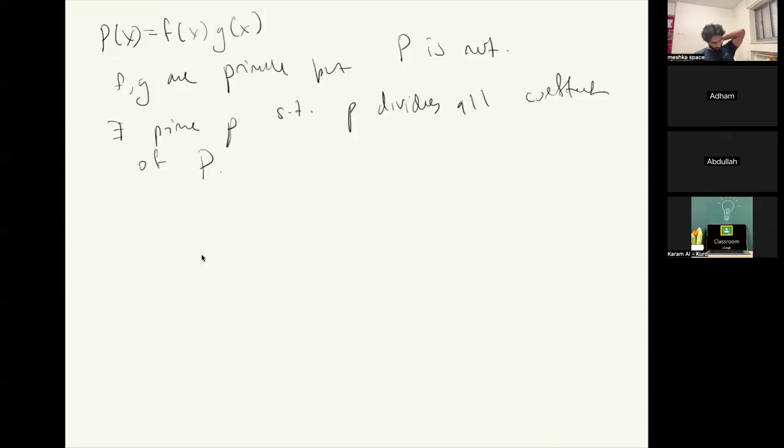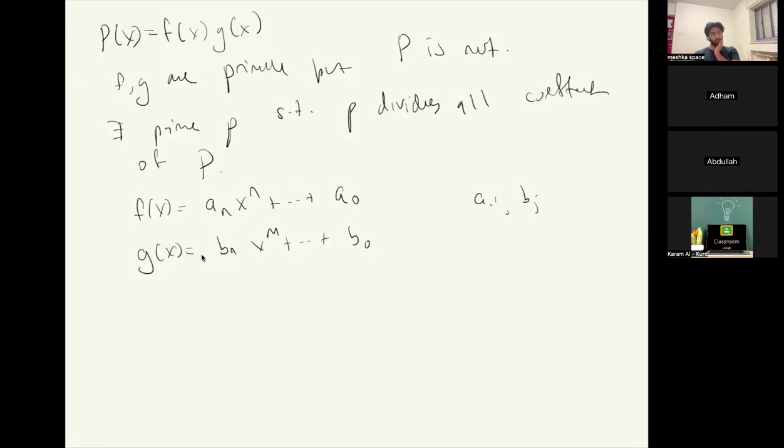Then we can just take two terms of f of x and g of x. For example, a sub i x to the power of i and b sub j x to the j, respectively, for both f and g. Uh-huh. And we show that p cannot divide all of the terms of f and all of the terms of g.